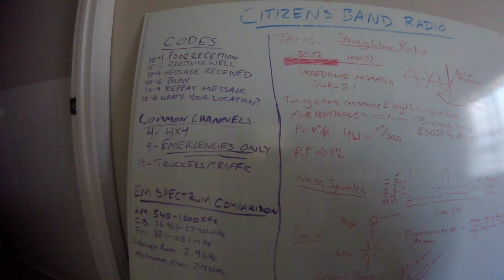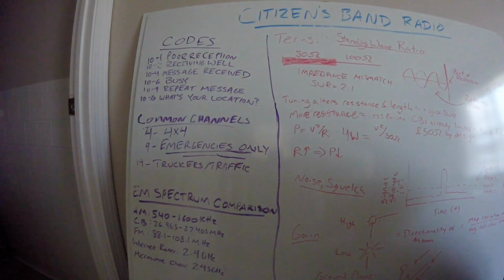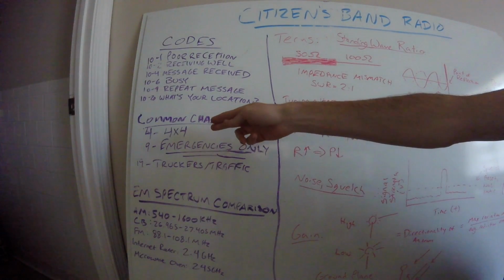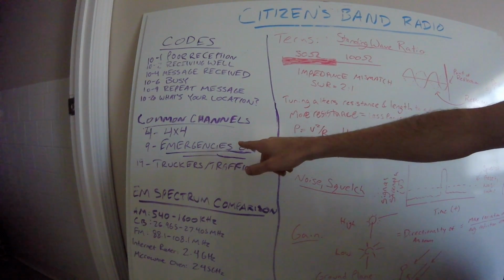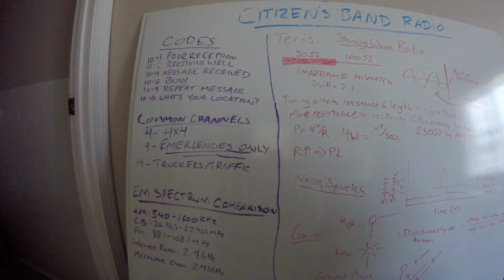So one last thing, we look at some common codes. I'm not going to read these to you, but these are common things you might hear people say over the radio. Some common channels: 4 is often used for 4x4 vehicles, 9 is for emergencies only, and 19 is common for truckers and traffic talk.